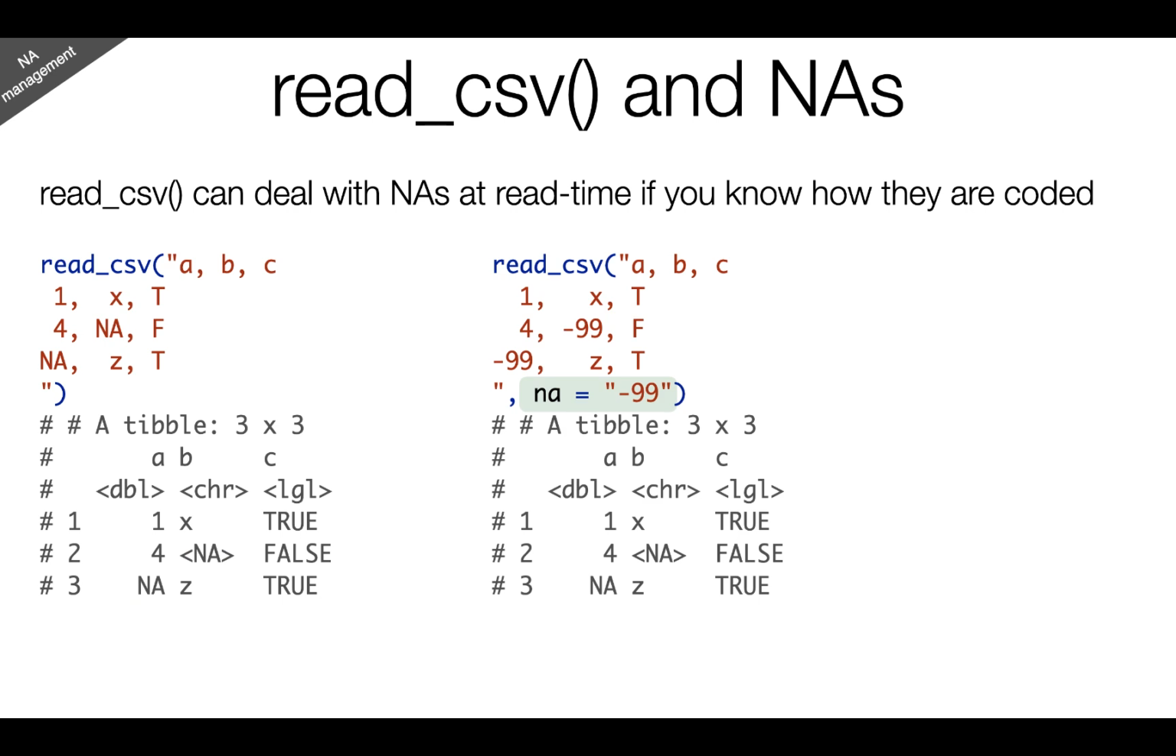It's common, however, in other circumstances to get things like -99. And when they do that, you can specify this in the read_csv function as na equals, and then you give it a character string that contains whatever the coding is for a missing value, and it will actually parse that correctly. So you can fix NAs all over your data set immediately using this scheme. You just have to know how they're coded.